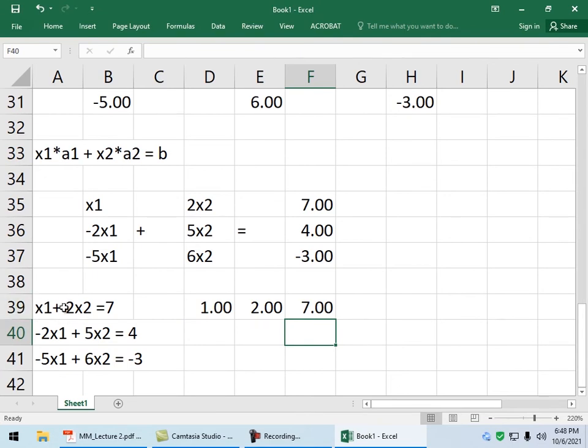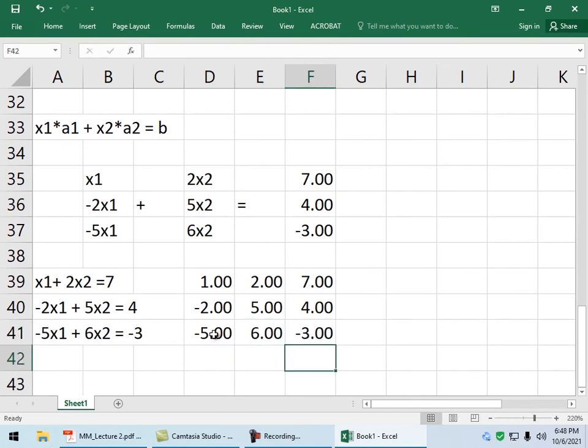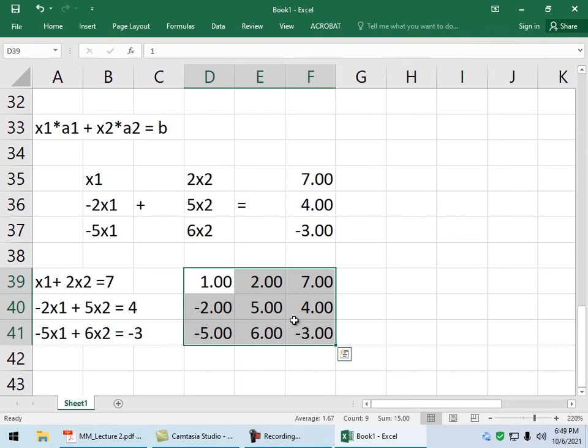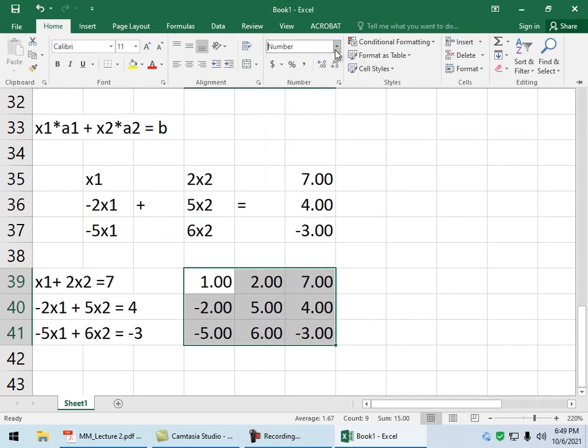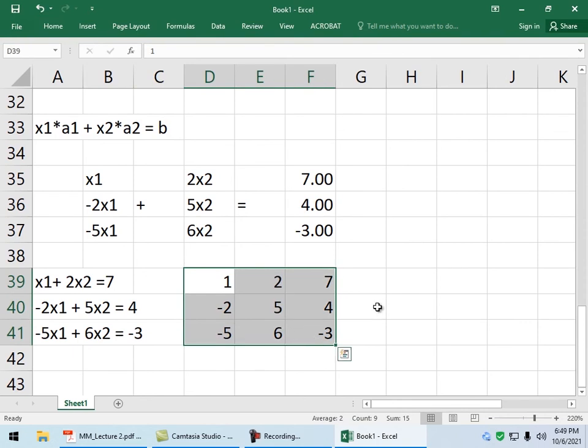The coefficient in front of x1 is 1, the coefficient in front of x2 is 2, and 7 is the right-hand side. Accordingly, -2, 5, and 4, and -5, 6, and -3. So this is the matrix which we obtain from this system. Let me change the number. Okay, so this is the matrix which we have obtained right now. Now the goal is to solve this matrix to find out what will be x1, what will be x2, what will be x3.